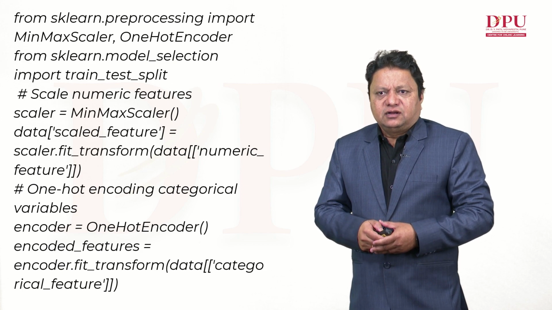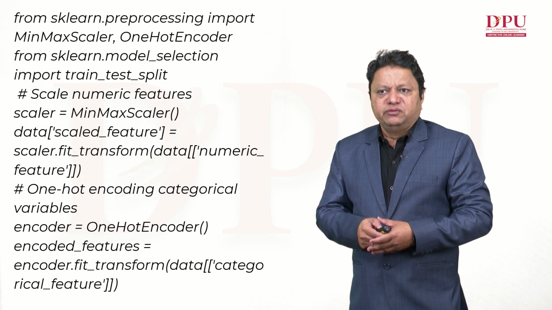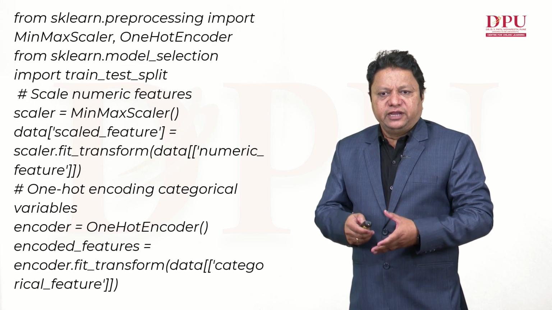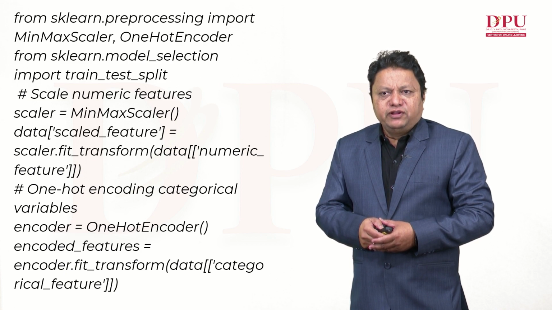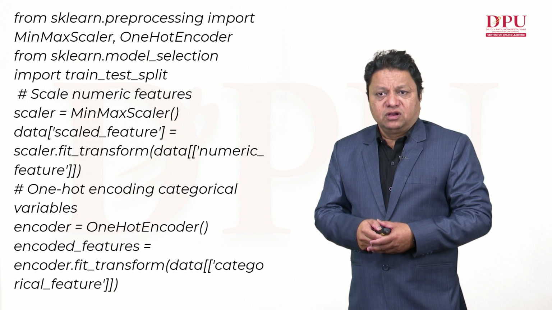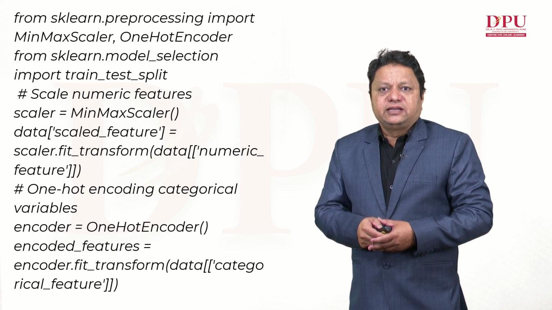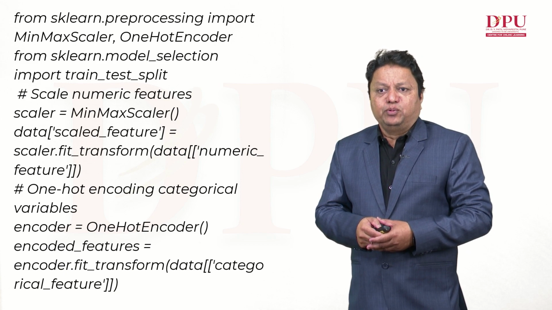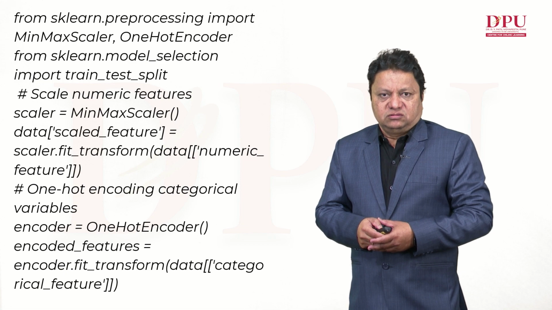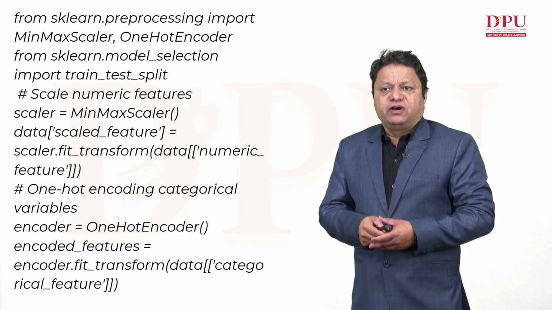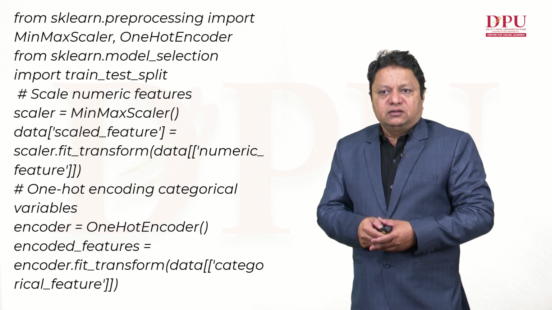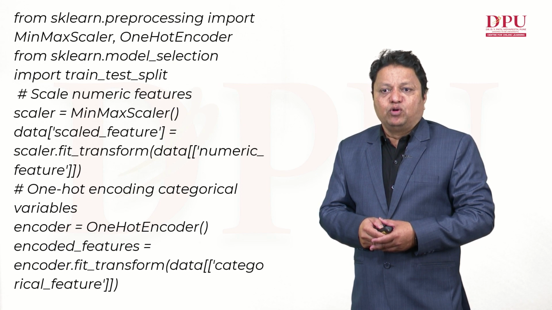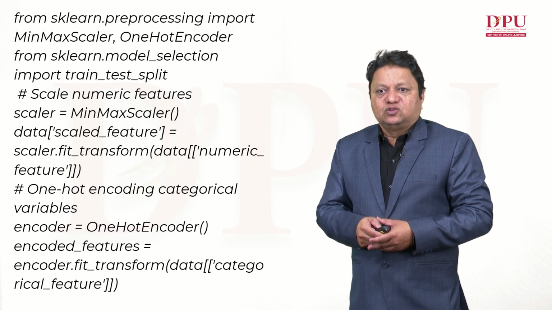So, let us try to understand how to use the MinMaxScaler, how to use the OneHotEncoder, and how to split the data into training and testing. For that we need to import MinMaxScaler and OneHotEncoder, and we need to import the train_test_split package as well. So, here I am importing from sklearn.preprocessing import MinMaxScaler, OneHotEncoder, and from sklearn.model_selection I import train_test_split.